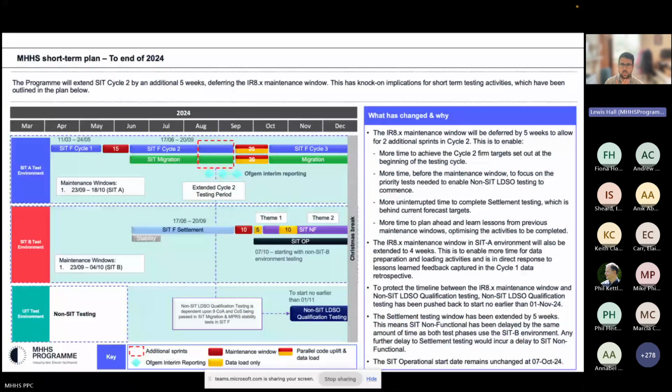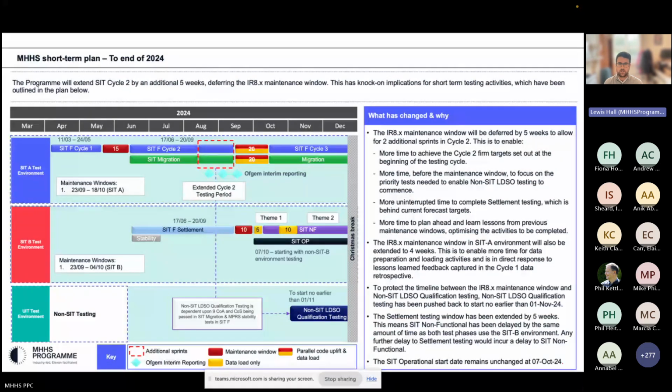So you'll have all seen this. This was a view of the timeline and the critical path up to the end of the year. We communicated this last month, and this was around when we agreed to extend cycle 2 of SIT functional and SIT migration to enable 2 additional sprints. So that was a 5-week extension and effectively a deferral of the IR8 maintenance window. We also, as part of this exercise, extended the maintenance window to 20 days from the previous 10 days, again to allow for additional data loading activities.